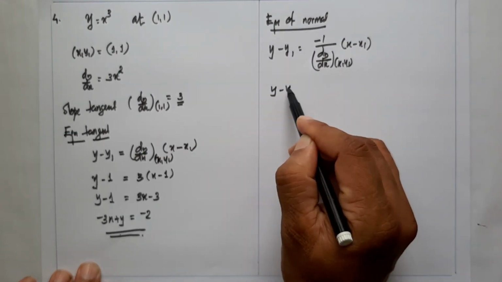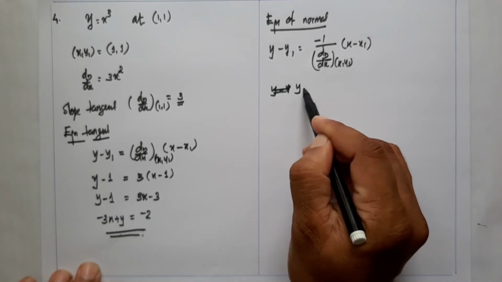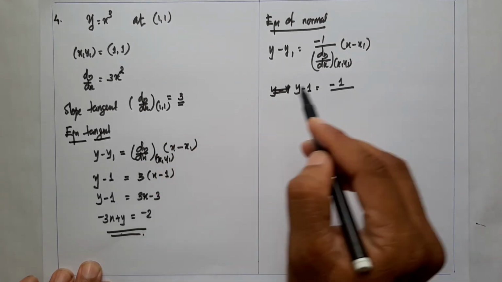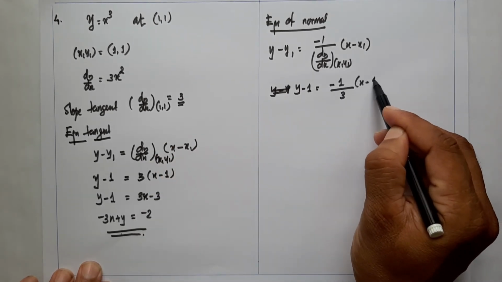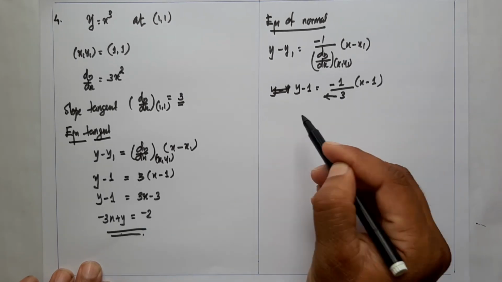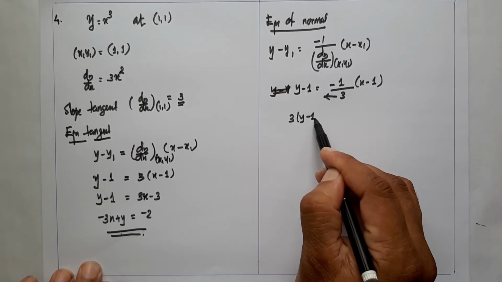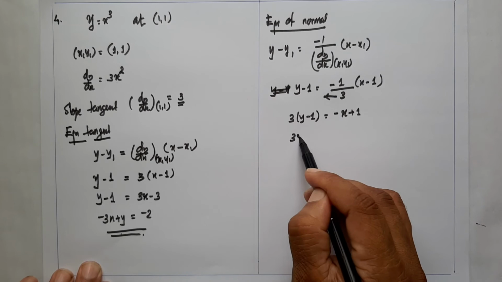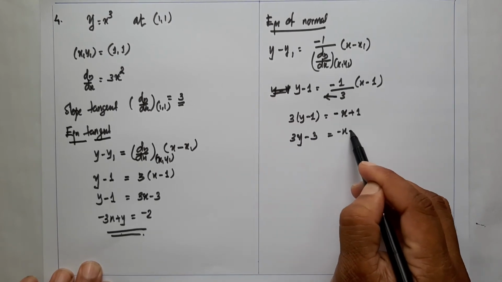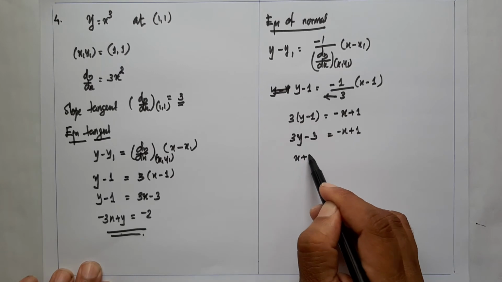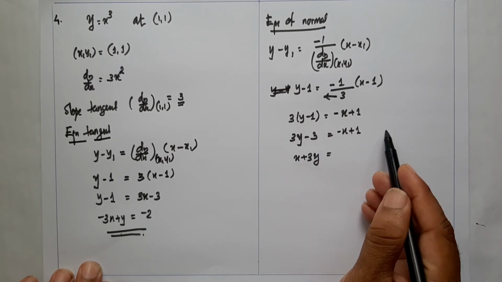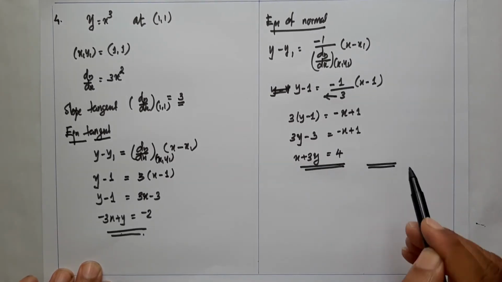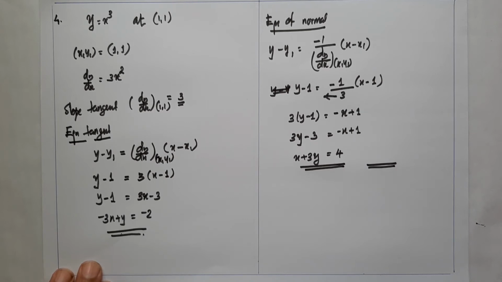That is y minus 1 is equal to minus 1 divided by dy by dx at x1 y1, which is 3, into x minus 1. On cross multiplying by 3 we get 3 into y minus 1 is equal to minus x plus 1. That is 3y minus 3 is equal to minus x plus 1. And therefore x plus 3y is equal to minus 3 plus 1... the answer is 4. We get the equation of normal. That's all. It's a very simple, direct question.